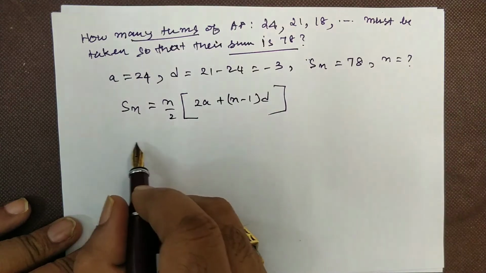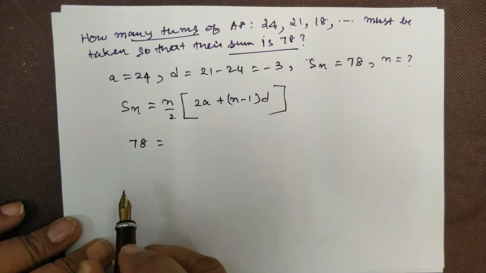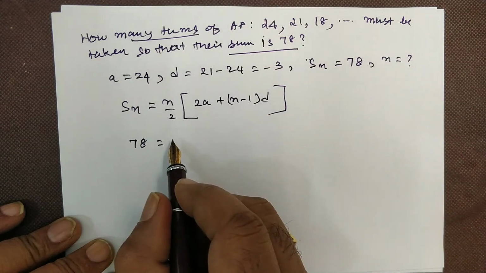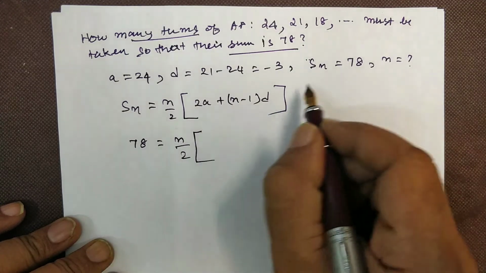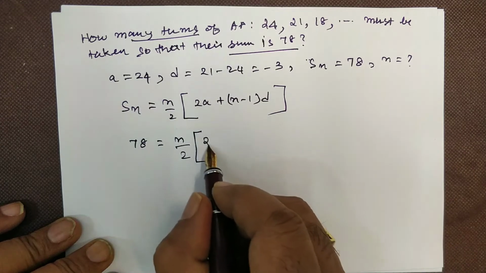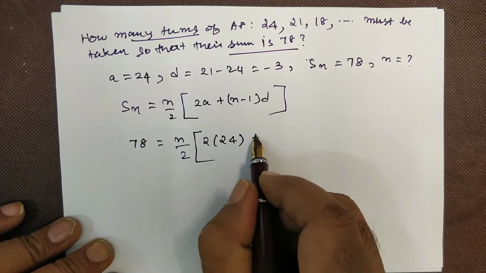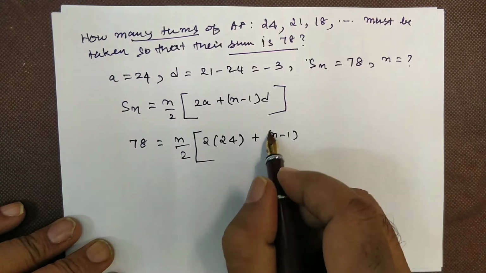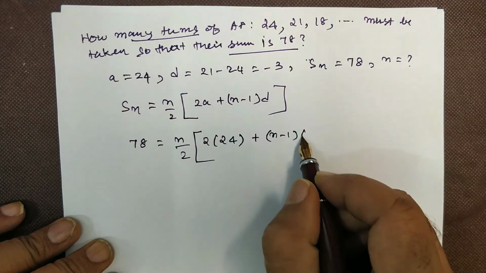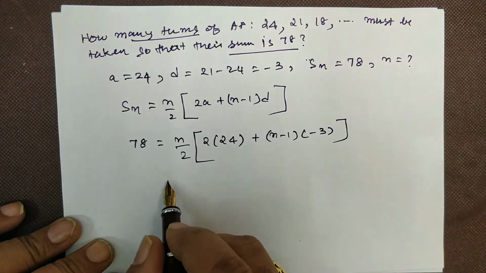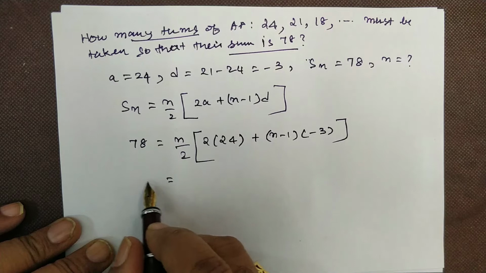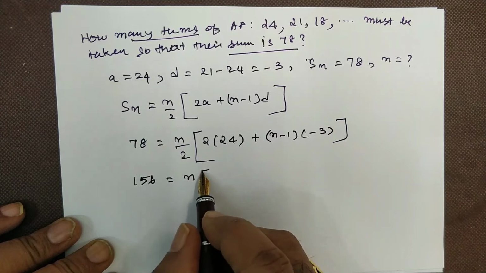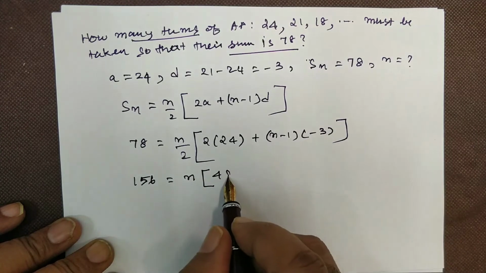So let us substitute Sn by 78 and n by 2. We do not know n, so let us put n by 2. 2a is 24, so 2 into 24 plus, we do not know n, then n minus 1 into the difference, which is minus 3. Now let us expand. 2 can be brought here. So 2 into 78 is 156. So n into, this is 48.